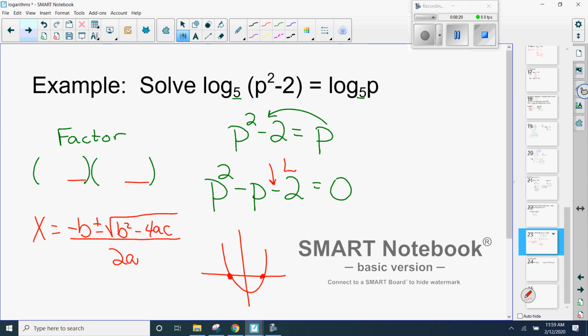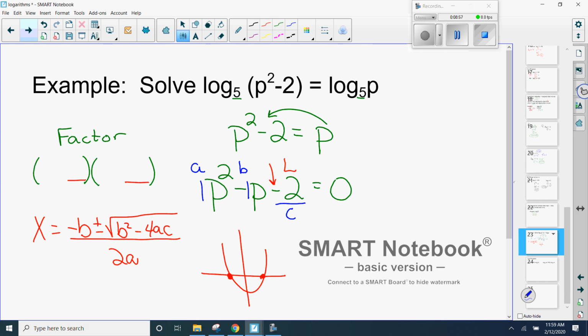How can we do that? You look at the coefficients. The coefficient of p squared happens to be your a value, which is understood to be a 1. The p coefficient, whatever it is, happens to be b. In this case, it's a -1 because you have to take the sign that's with it. And then this last term, your constant, happens to be your c value.